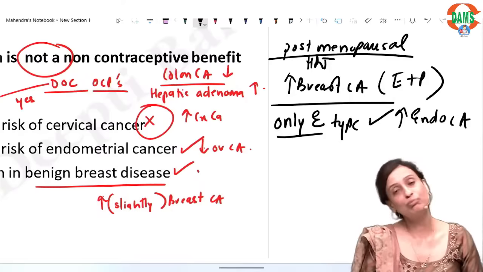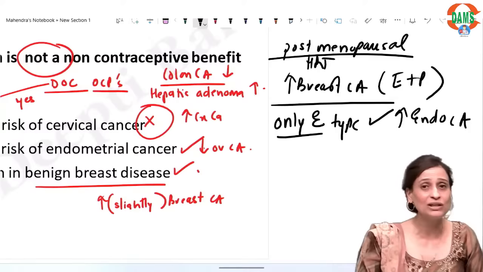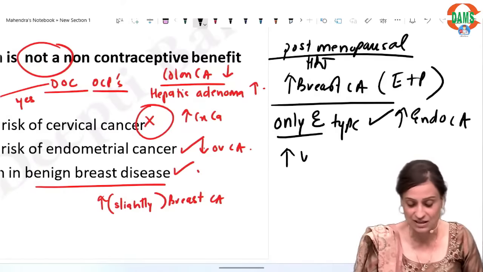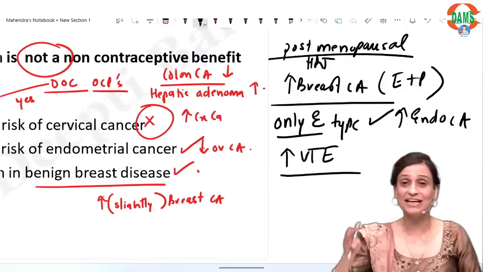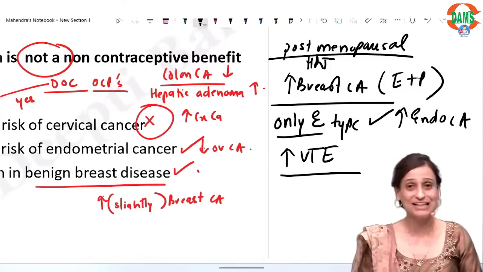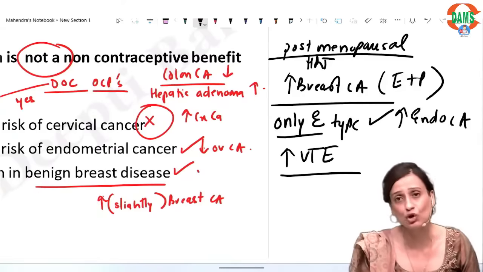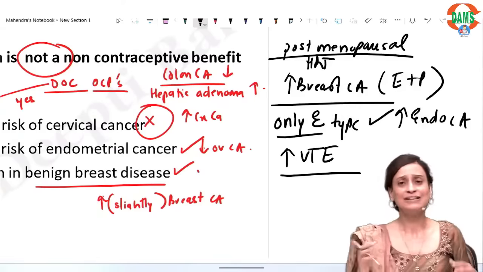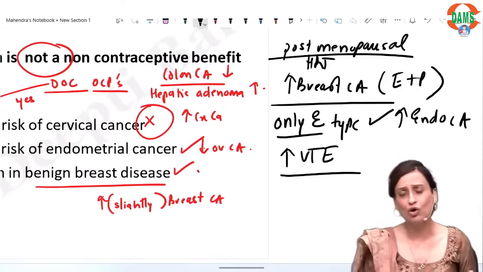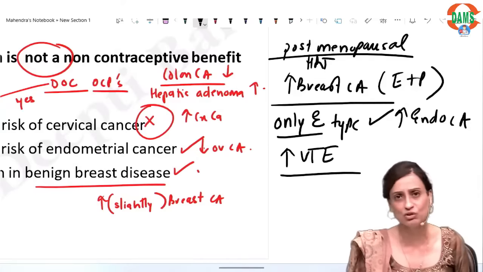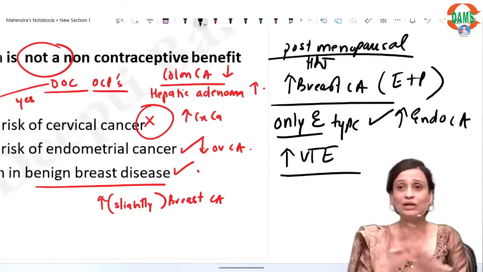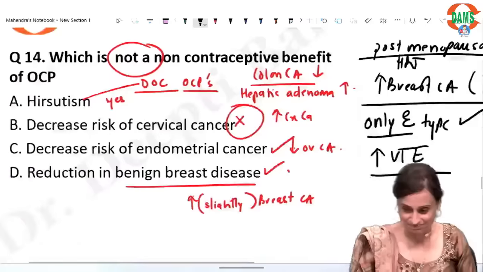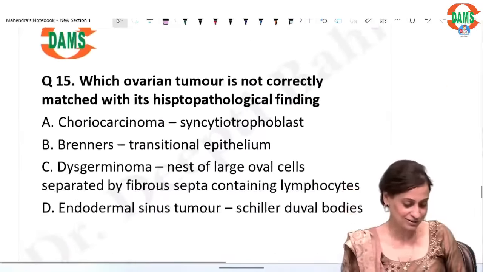Any type of postmenopausal HRT, whether it is only E or E plus P, they increase risk of venous thromboembolism. Both types, E alone as well as E plus P, they increase the risk of venous thromboembolism. Okay, that is why conditions like stroke, coronary artery disease, previous venous thromboembolism, they are going to be contraindications. All right, so don't do these things wrong. They are important. Don't get confused between the two. Okay, perfect. Ready for the next one?